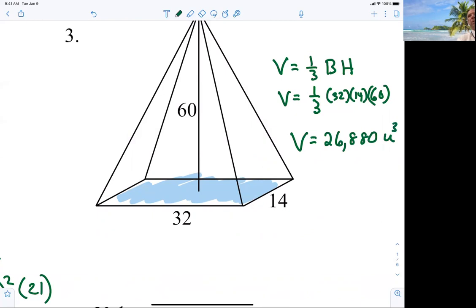Everybody okay with that? Molly, how you doing? Yeah, I got 8,690. Oh, somebody forgot to divide by 3. 1/3 times 32 times 14 times 60. Somebody tell me what that is again? 8,960. All right. 1/3 times 32 times 14 times 60. Good? Everybody's happy now? Avery?